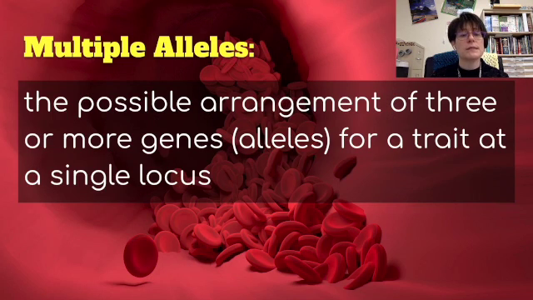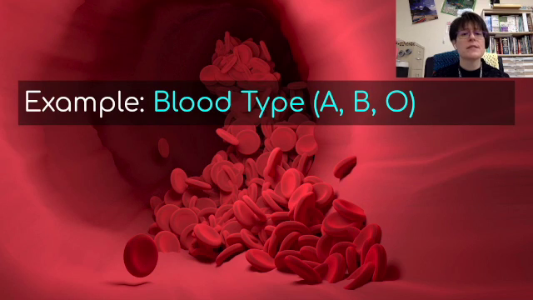We can also have multiple alleles. This is the possible arrangement of 3 or more genes, alleles, for a trait at a single locus. An example of this is blood type because we have blood types A, B, and O. Now, we also have blood type AB. So, blood type is not only multiple alleles, but it's also codominance. A and B are codominant, O is actually recessive. And we will be taking a look at all of these examples in class. We will be doing Punnett squares and investigating all of these different things: incomplete dominance, codominance, and multiple alleles.